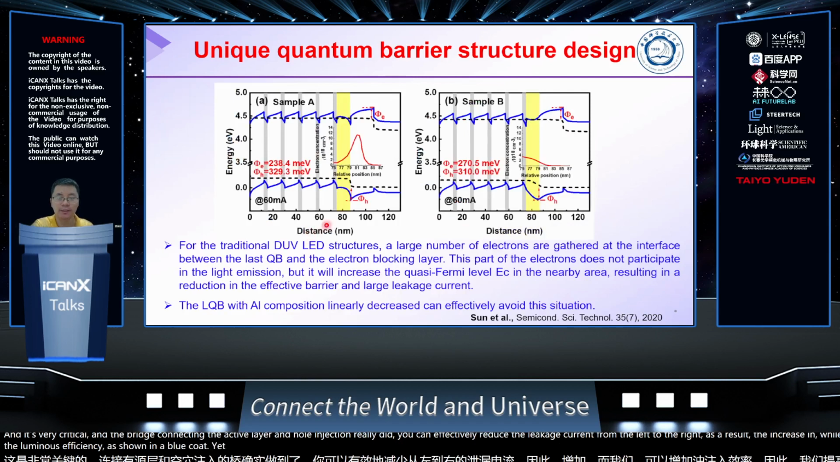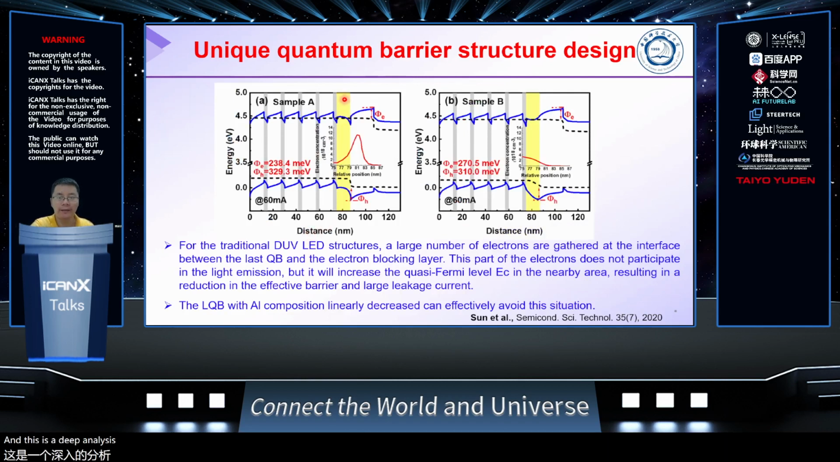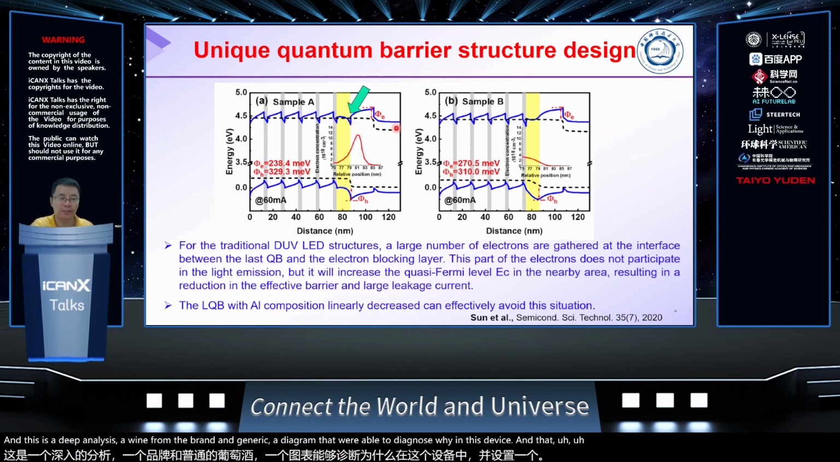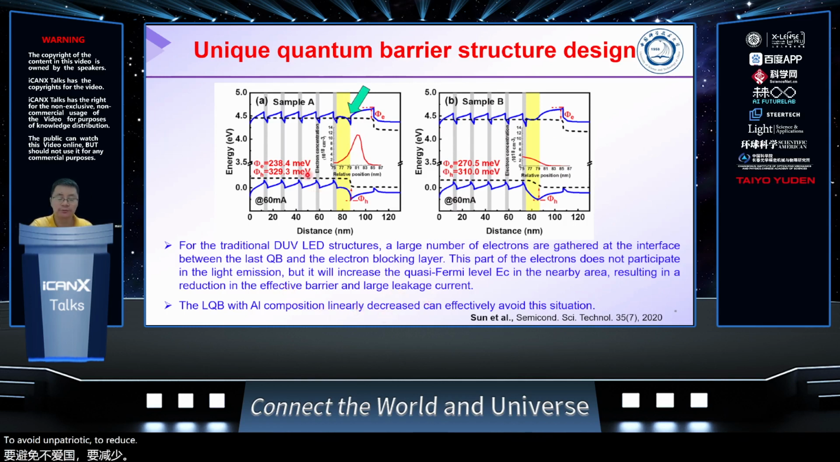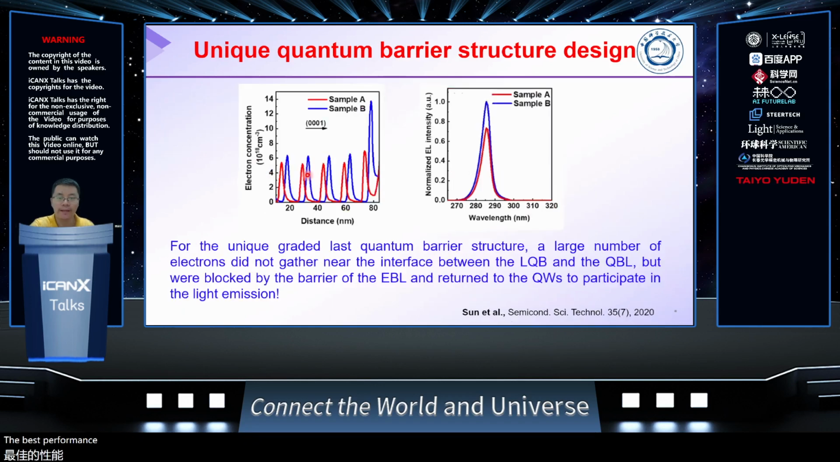And this is the deep analysis of why. From the band engineering diagrams, we are able to diagnose why this device has better performance compared with this one. So the large quantum barrier indeed plays a very critical role here to reduce the current leakage and improve the device performance. And this is eventually the EL performance of the device.